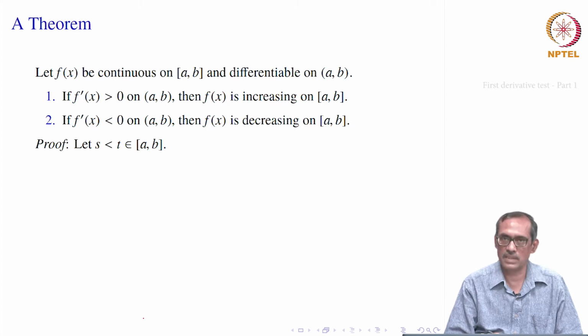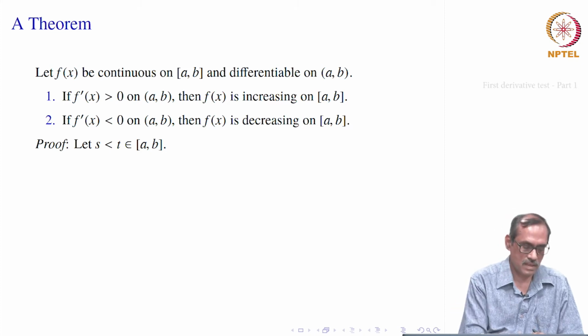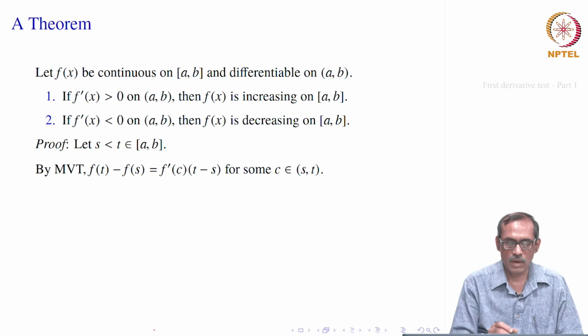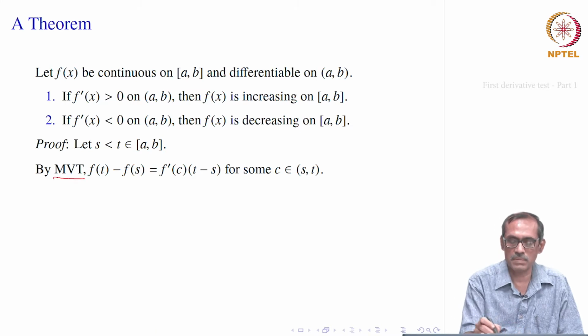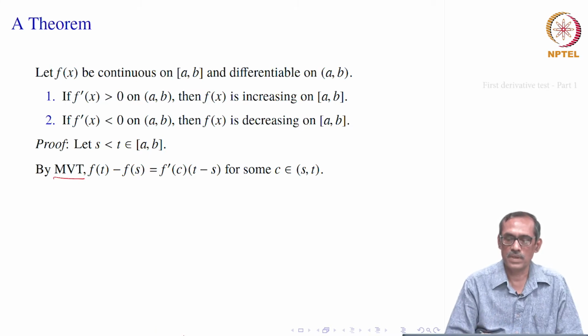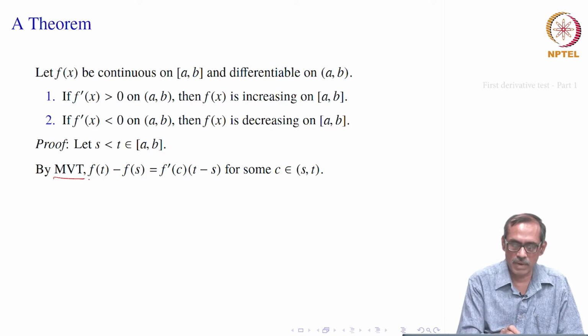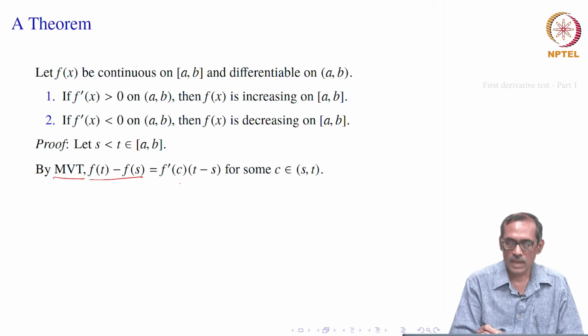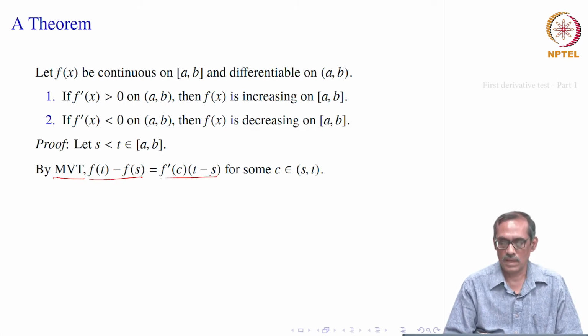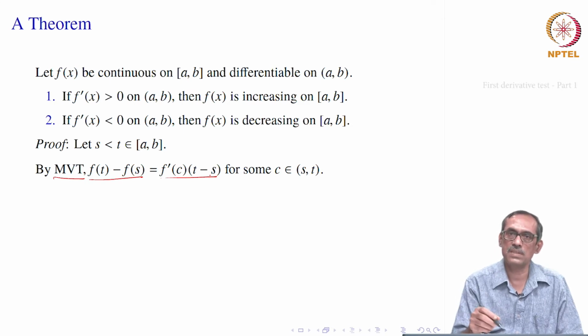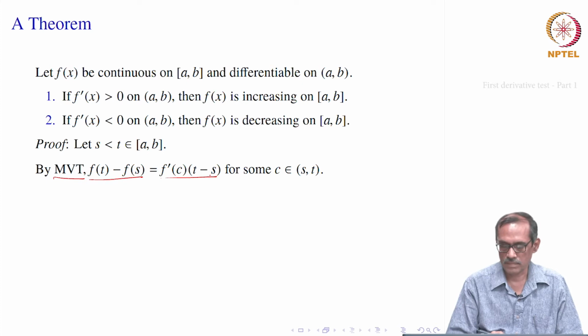Suppose s is less than t, both in the closed interval [a, b]. Now, we will use the mean value theorem. It satisfies the conditions of the mean value theorem. So, its conclusion is f(t) minus f(s), our t is to the right of s, equal to f prime c times (t minus s), for some c inside the open interval (s, t), such that f prime c times (t minus s) will be equal to f(t) minus f(s).